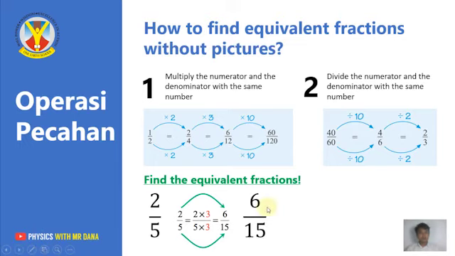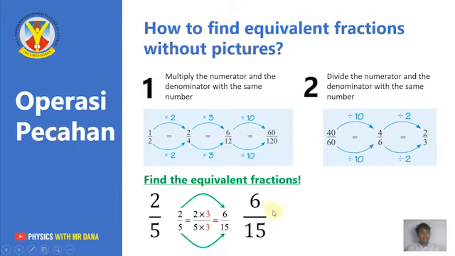Another example, 6 over 15. Find out an equivalent fraction of 6 over 15. To find out equivalent fraction to 6 over 15, you need to choose either method 1 or method 2. Which one will you choose? Of course, you can choose either, yeah? You can choose method 1 or you can choose method 2.